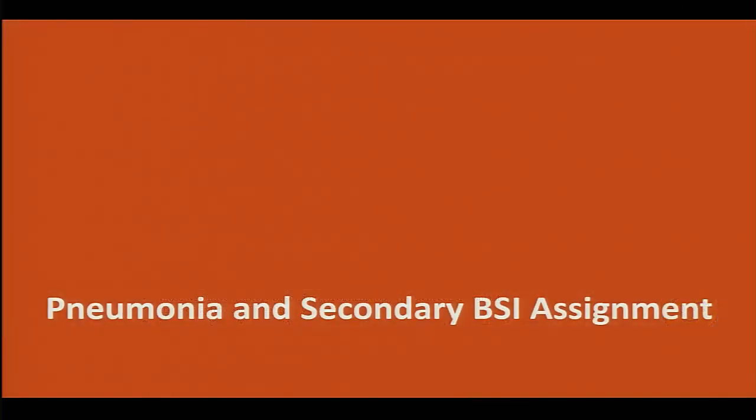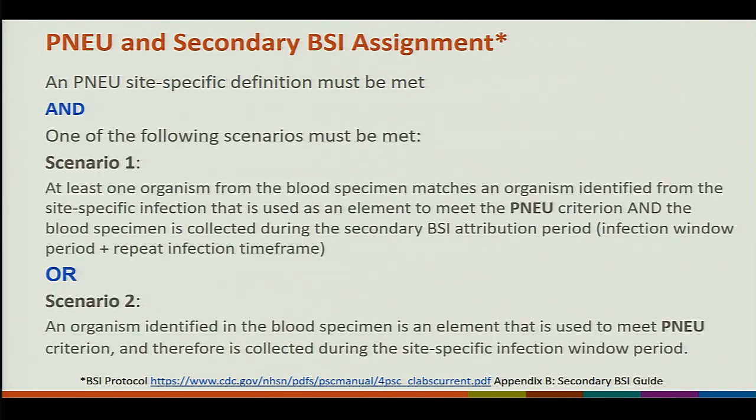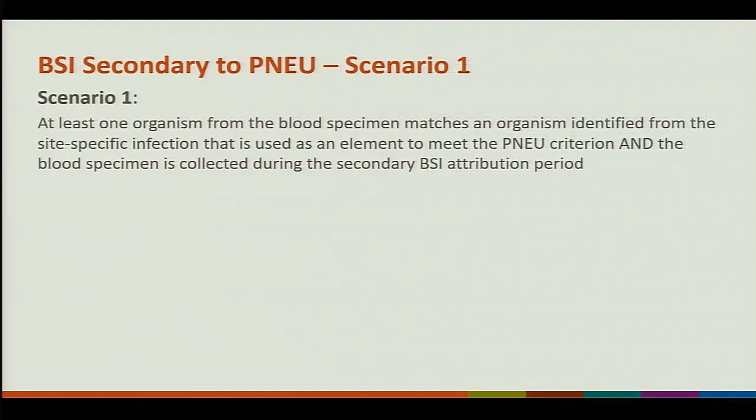Okay, now we're going to get to the meat of the matter, of why we are following the secondary BSI presentation and the CLABSI presentation this morning. So pneumonia can be used for a secondary BSI assignment. And to do that, you have to meet the pneumonia definition, and then, of course, you have to meet the secondary BSI, either scenario 1 or scenario 2. We're going to run through scenario 1, meeting pneumonia, and in our little table B1 in the BSI protocol, you see that pneumonia is listed there. You can use it for scenario 1.